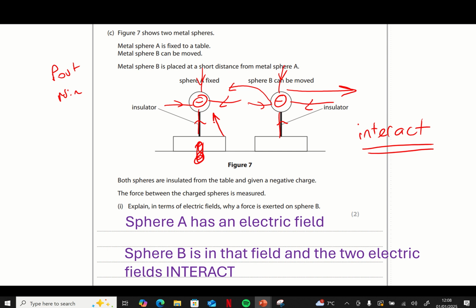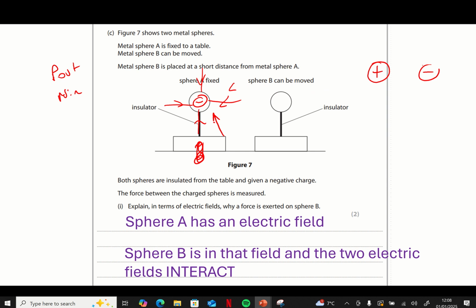So we've tried to get this idea, a bit like when we looked at magnetism last year. So if I've got a positive and a negative, and remember POUT and NIN, I'm going to go like that. And if I've got, let's do a positive and a positive, we've got that. And because we've got an interaction between fields, there is a force.